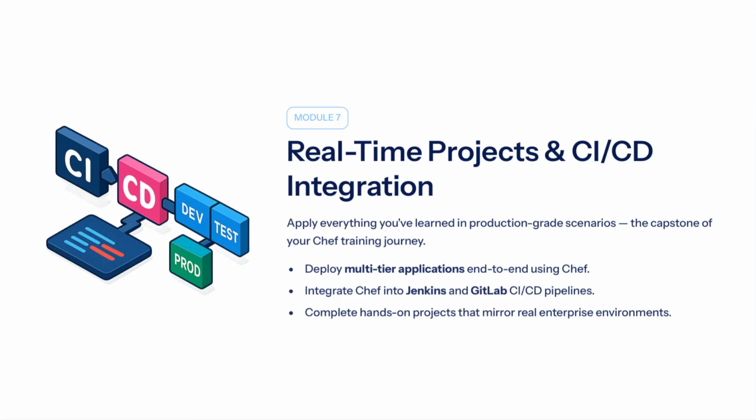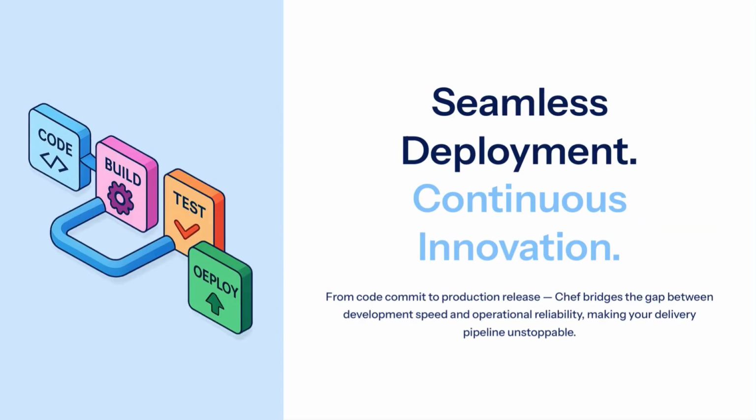Chef enables organizations to deploy applications quickly and reliably, while also ensuring that those deployments meet certain standards of quality and security. Automating the deployment process with Chef helps organizations to reduce the time and effort required to get new applications into production, and to minimize the risk of errors or security breaches.